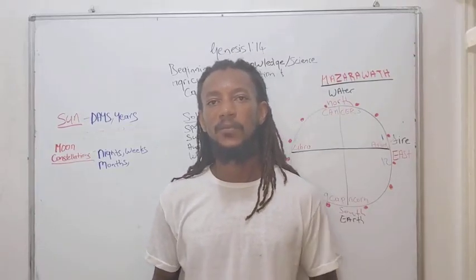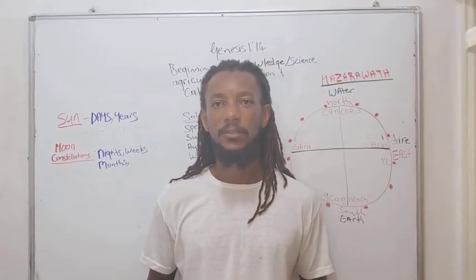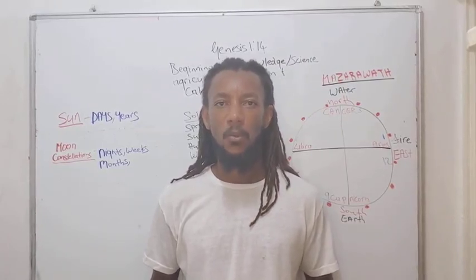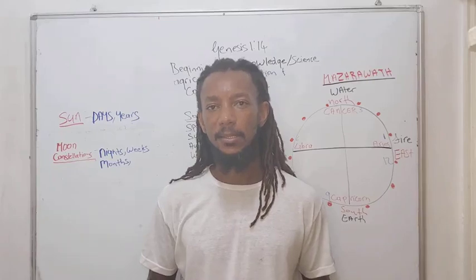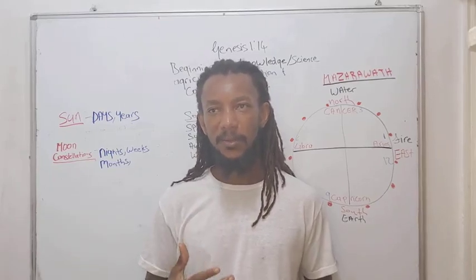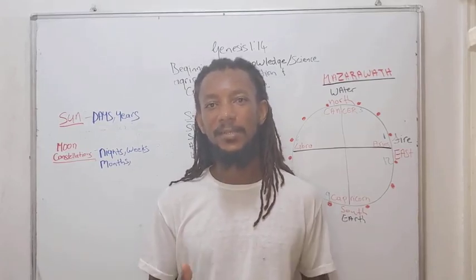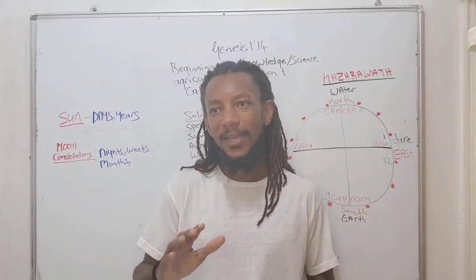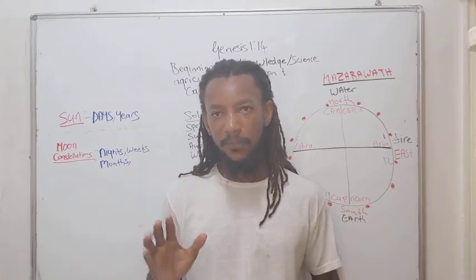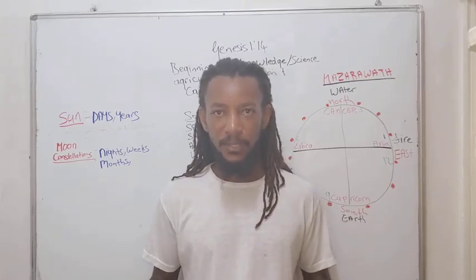Shalom. So in this video, we're going to look at Genesis chapter 1 and verse 14. What we're going to understand is that this is the beginning of science, the beginning of knowledge, the beginning of agriculture, the beginning of civilization, the beginning of the calendrical cycle for the year, right?